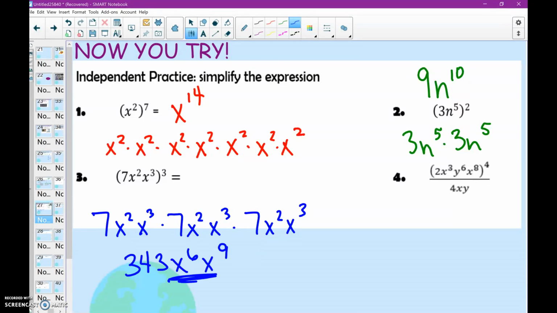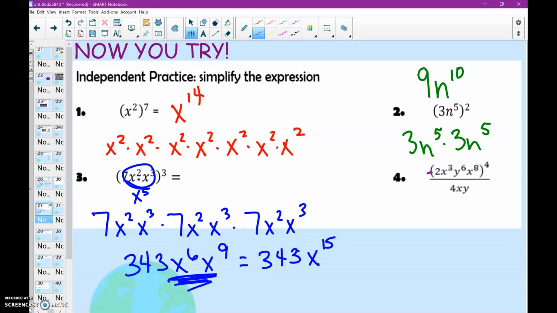Now, here's the thing. These can be combined. You could have actually combined them up here and made them x to the 5th. They're right next to each other, which means multiplication. No matter how I did it, whether I add it all up here, whether I did it at the beginning, I'm still going to get that there should be 15 of them, x to the 15th power.